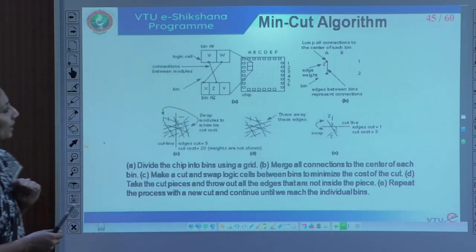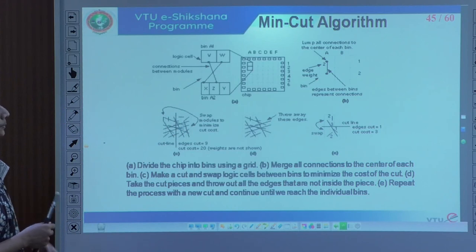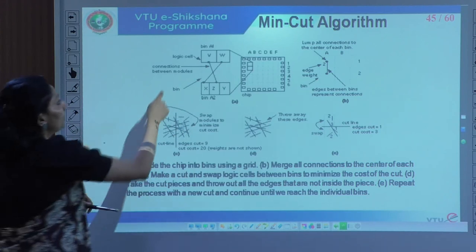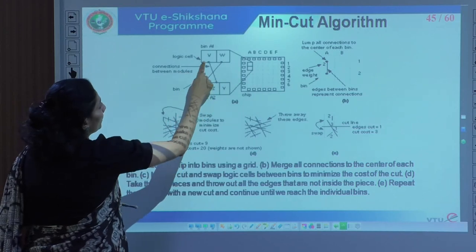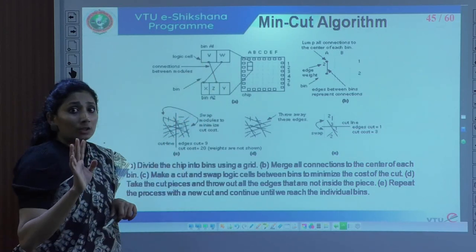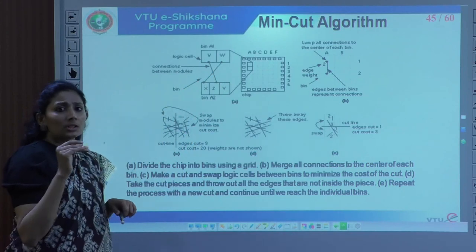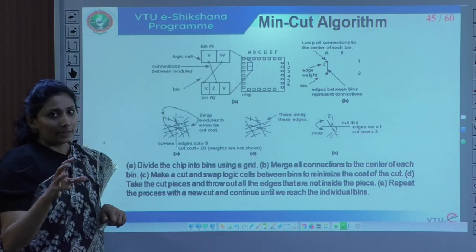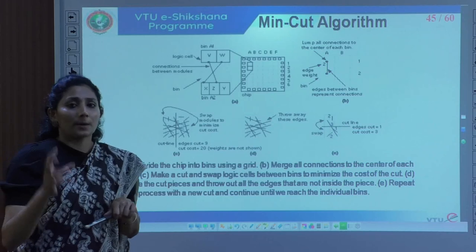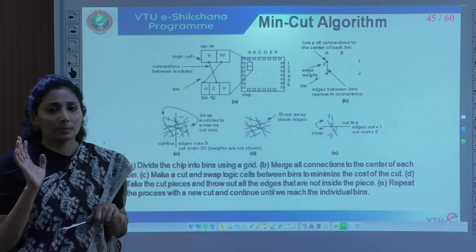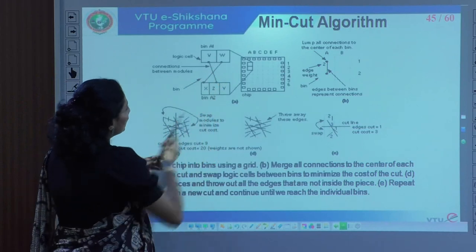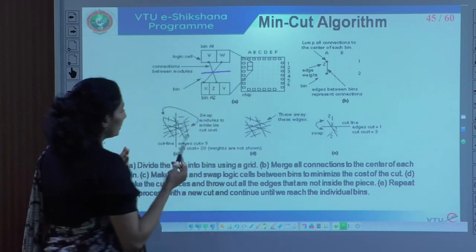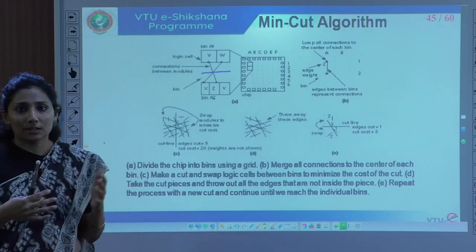So this is an example of min cut. There are blocks. Every partition we can even call a bin. Partition is a well-known name, but we can use the terminology bin also for the partition. So when you have a partition, look at this, there are 2 interconnects being cut, because I am separating them.